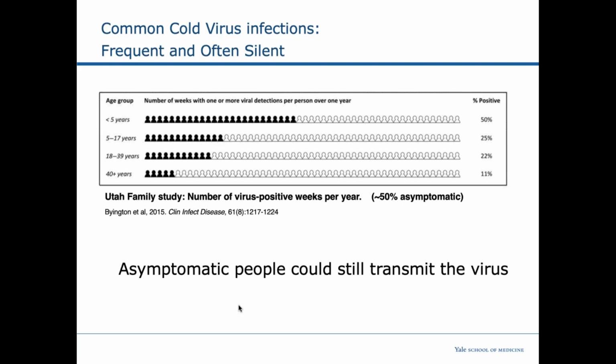But of the ones that were positive, only half of them actually had symptoms. The rest were asymptomatic. Asymptomatic people can still transmit the virus. And so we have this in coronavirus where we have asymptomatic carriers.